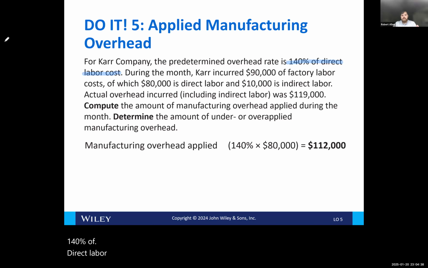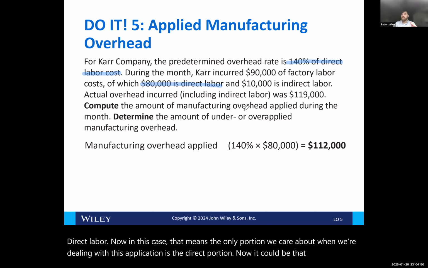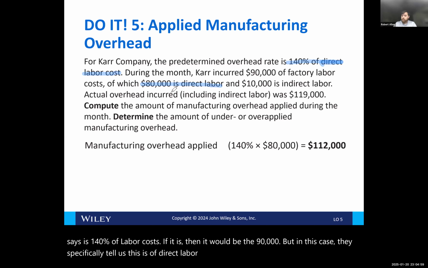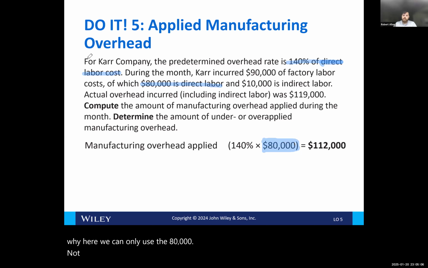Now, in this case, that means the only portion we care about when we're dealing with this application is the direct portion. Now, it could be that the question says it's 140% of labor costs. If it is, then it would be the 90,000. But in this case, they specifically tell us this is of direct labor. So that's the only piece I can use. And that's why here we can only use the 80,000, not the 90,000. So do be careful there. A lot of students get in a hurry and they rush through this and they mess it up.